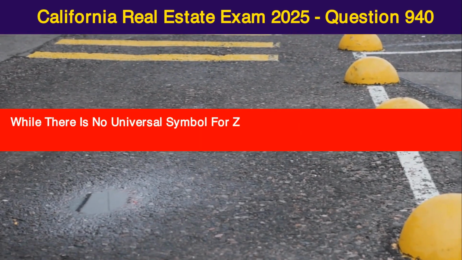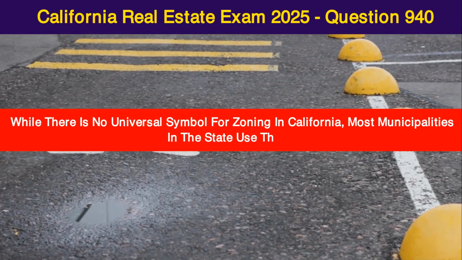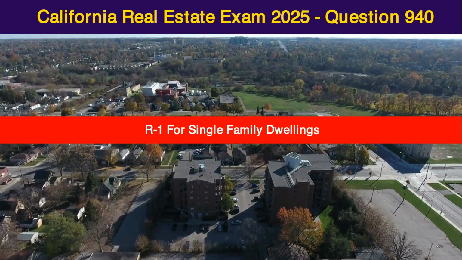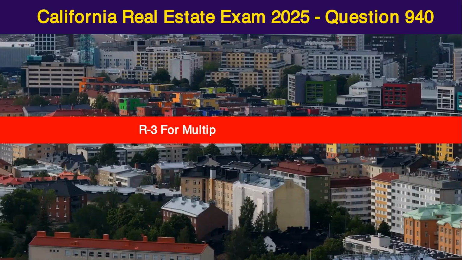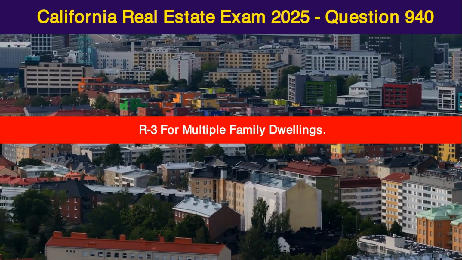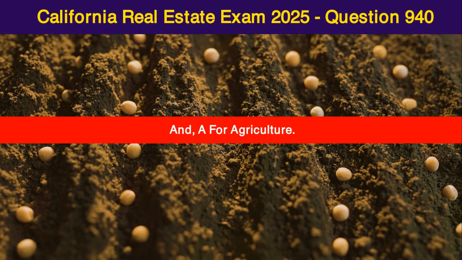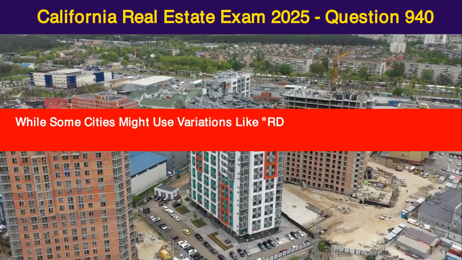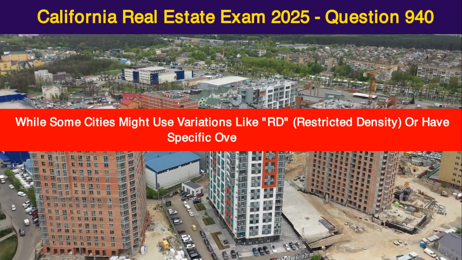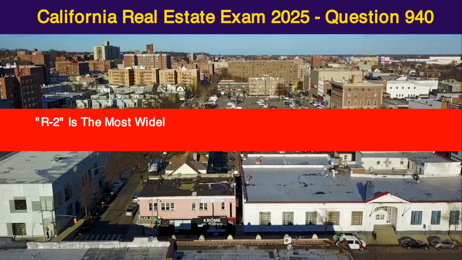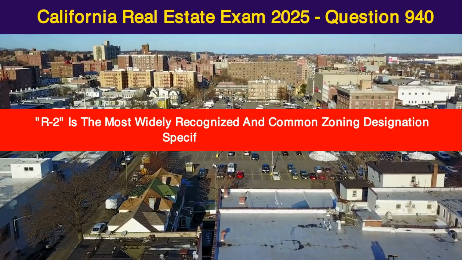While there is no universal symbol for zoning in California, most municipalities in the state use these: R1 for single-family dwellings, R2 for duplexes, R3 for multiple family dwellings, C for commercial, and A for agriculture. While some cities might use variations or have specific overlay zones, R2 is the most widely recognized and common zoning designation specifically for duplexes.